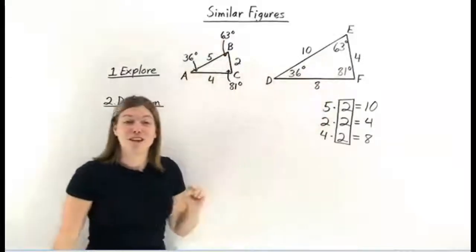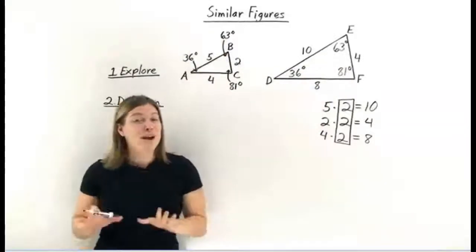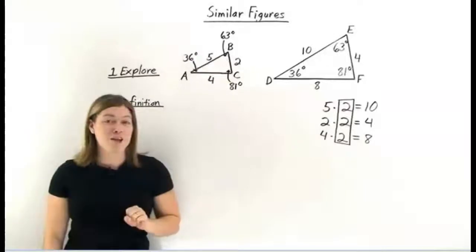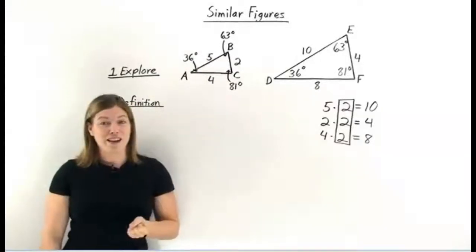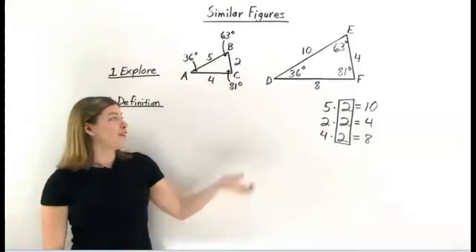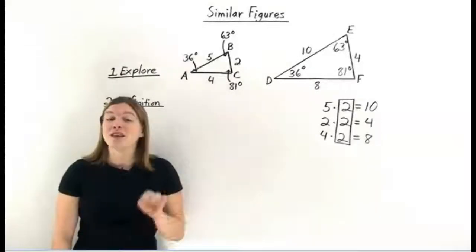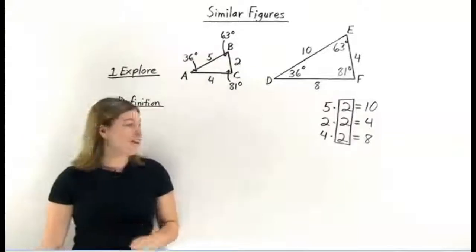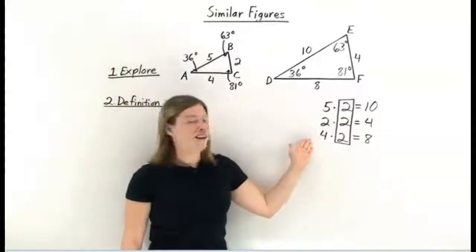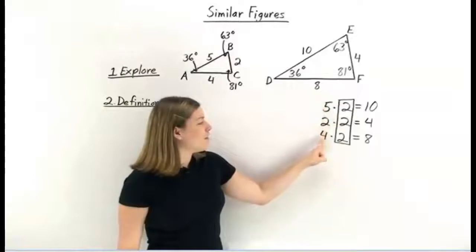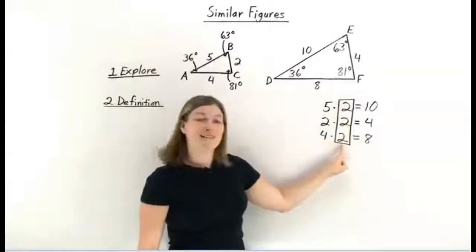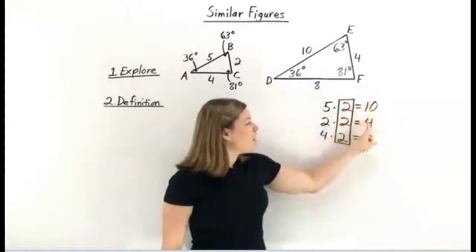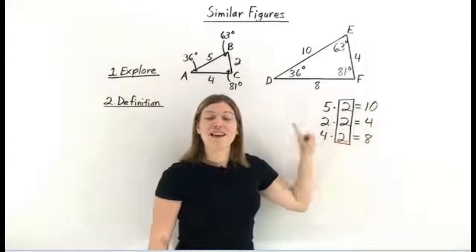So they're similar figures. Now, another way of saying that these figures have the same angle measurements is to say that those corresponding angles are congruent. Now, if we have similar figures, like we do here, that means that corresponding sides are proportional. That's what we've shown right here. We can take the measurements of the sides of one of the figures, multiply each of them by the same constant, and we will get the measurements of the corresponding sides in the other figure.